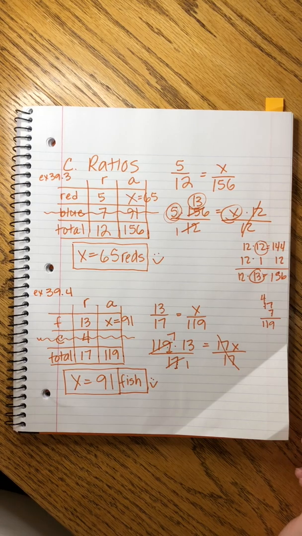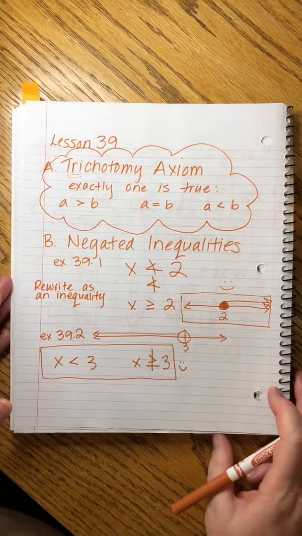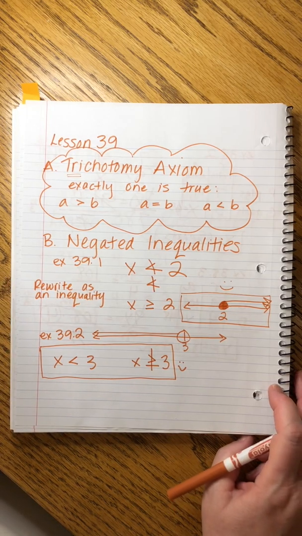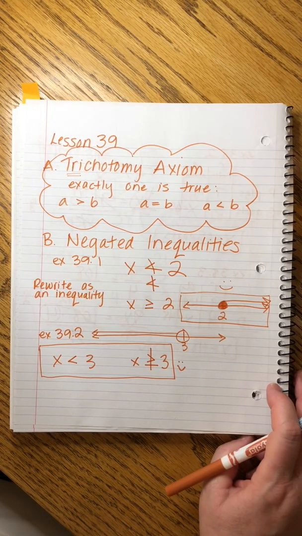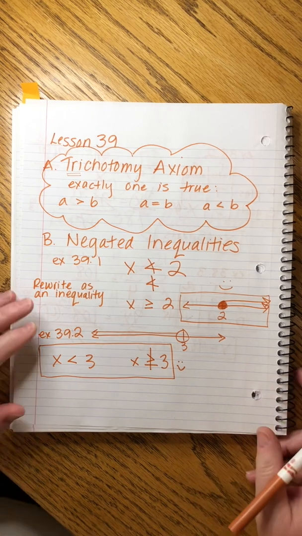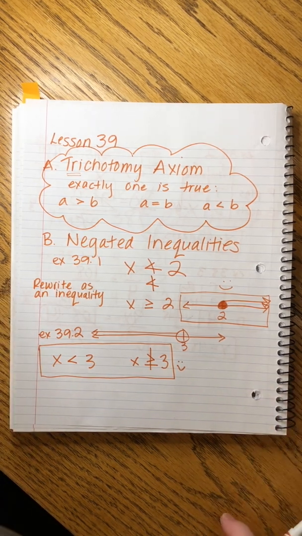All right, that's lesson 39. A nice little mashup of ratios and inequalities, which have been our topics lately. Now we're going to go into 40 on our next lesson and just do some hardcore algebra. It's going to be fun. See you in lesson 40.